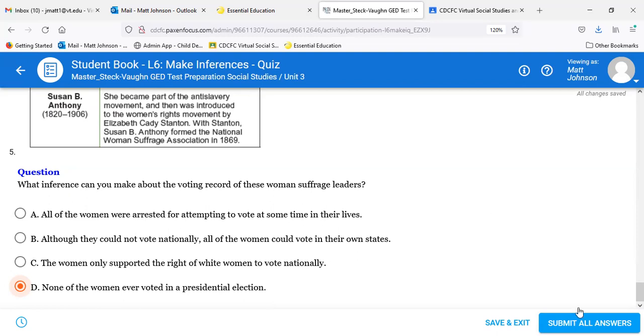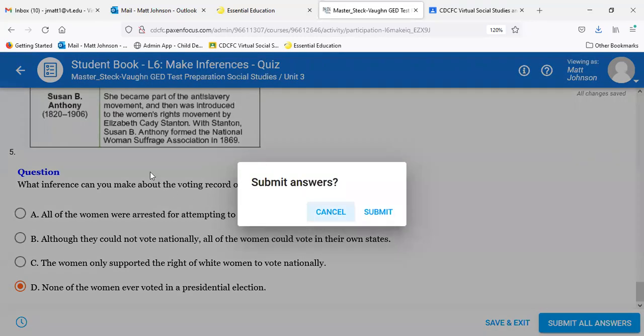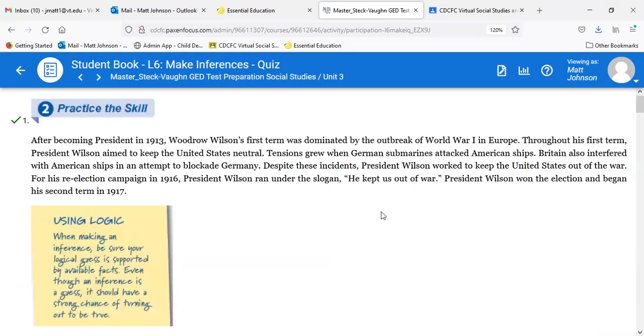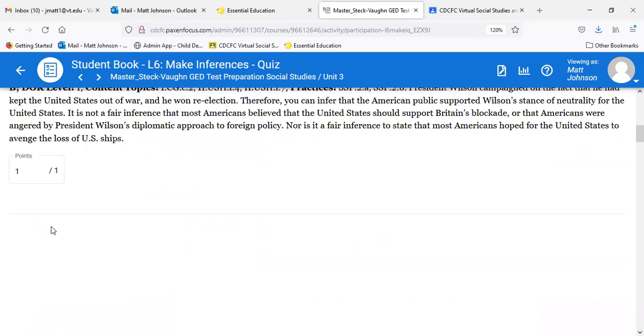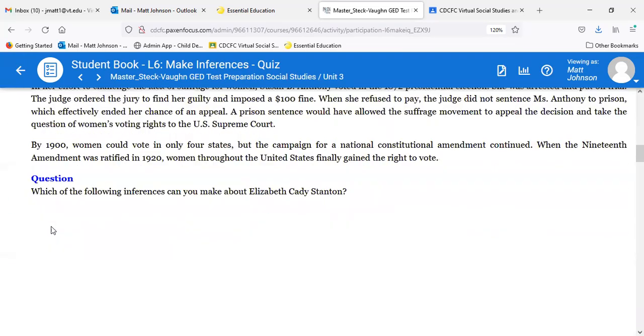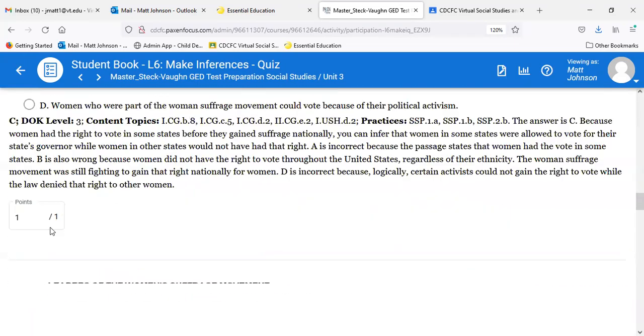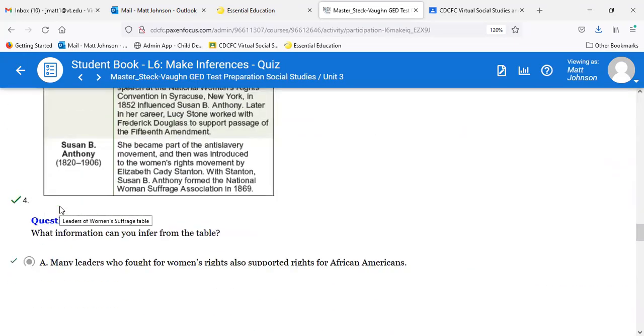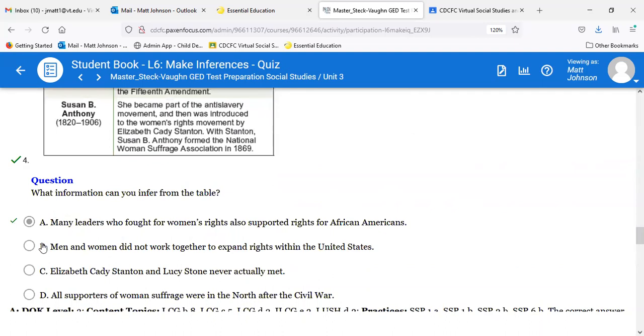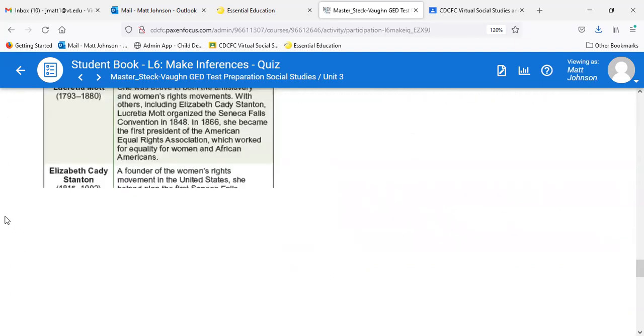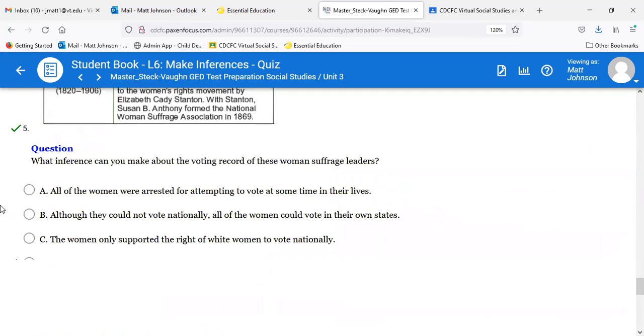So 1 was B as in boy. 2 was B as in boy. 3 is C as in cat. 4 was A. And 5 was D as in dog.